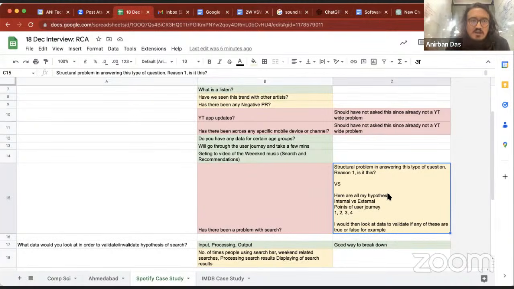Instead of asking the interviewer, is it this, is it that? And then not leaving it at that, saying that for each of the hypotheses, I would look at data to validate whether they are true or not. Here is an example for hypothesis 1. These are the 3 data points that I would look at. I think that is a much better approach to answer these types of questions, as opposed to is it this, is it that?